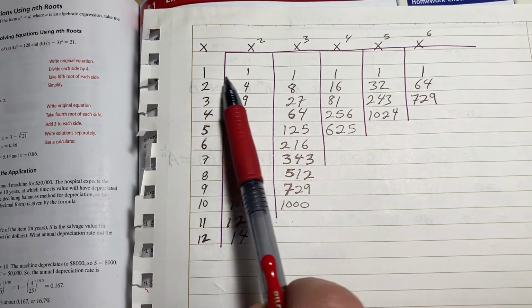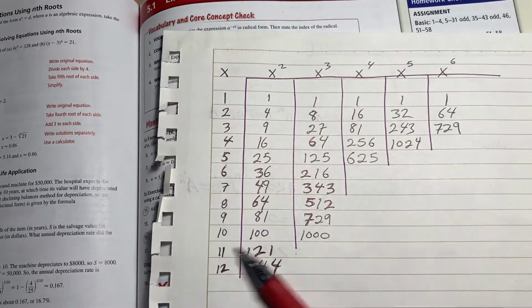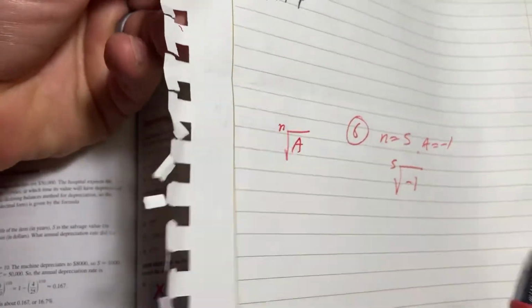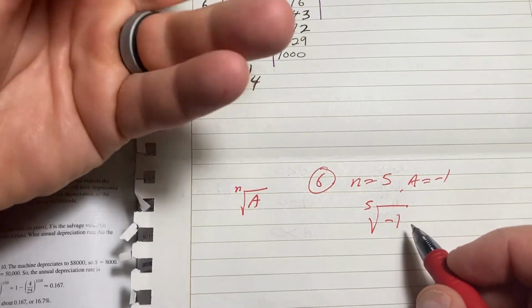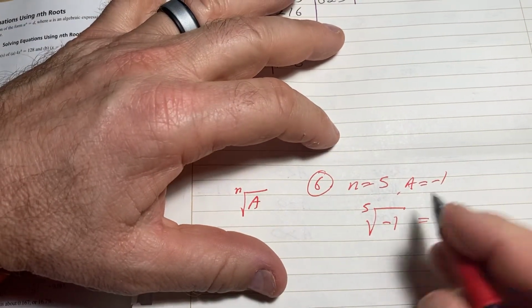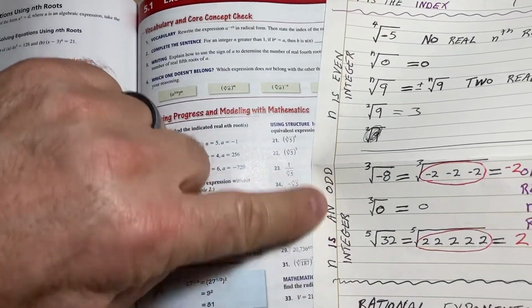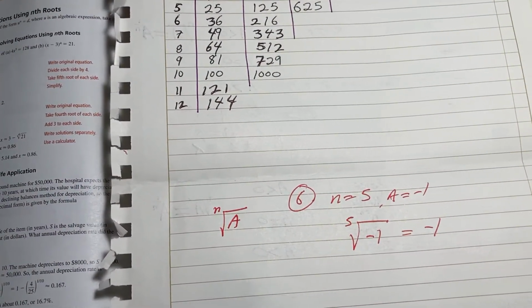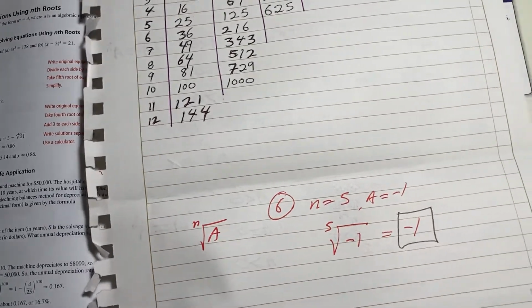1, 2, 3, 4, 5. Oh, look at that. Good thing this is going to be very useful in the last chapter, chapter 5, chapter 6. When you take number 6, the fifth root of -1 is -1, you're going to get -1. Okay, that is an odd integer. You're only getting one answer. In this case, it's -1. This is your answer. You can use a calculator if you want.